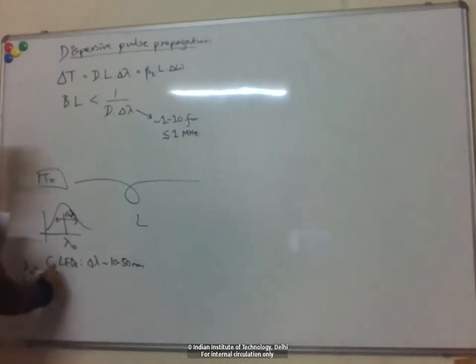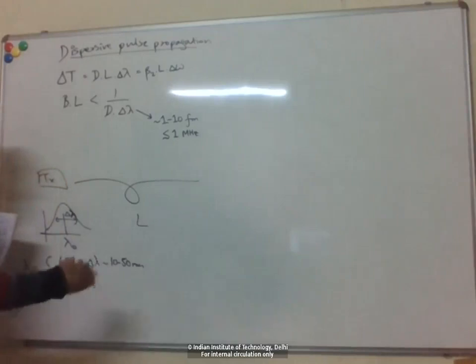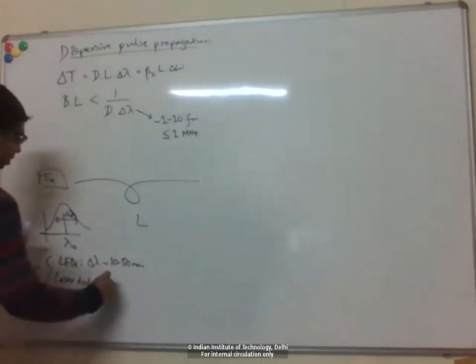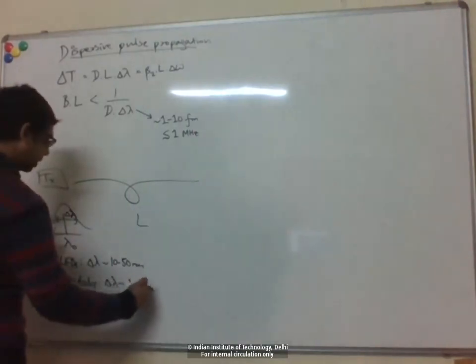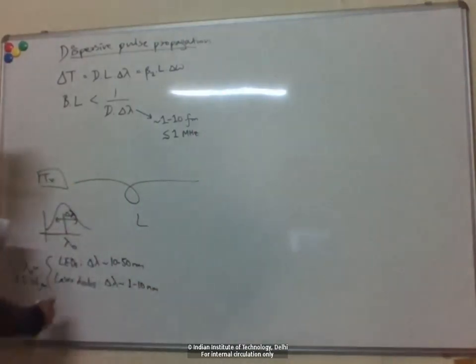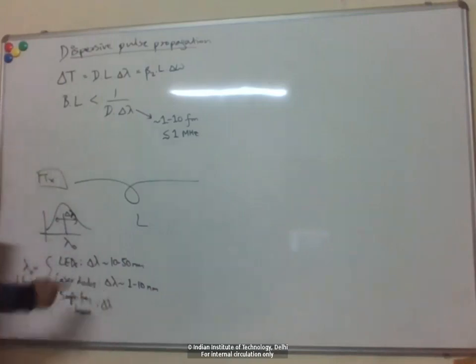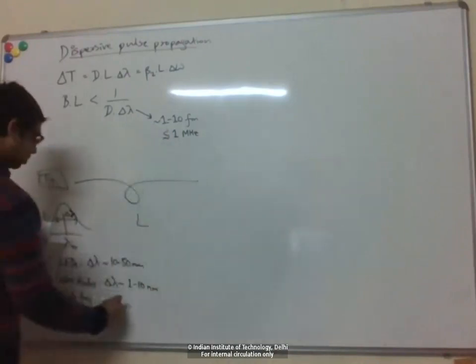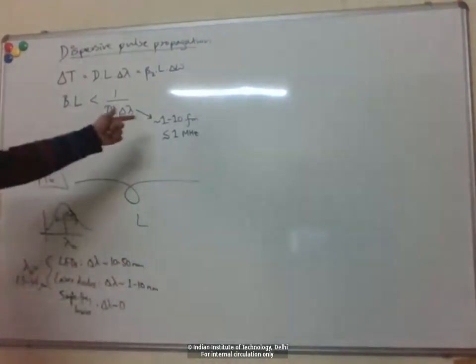Here we are talking about center wavelengths in the range of 1.3 to 1.6 micron, the telecommunication wavelengths. And then we have laser diodes, which are free running semiconductor lasers, not stabilized. So they have line widths between 1 to 10 nanometers. And then we have these single frequency lasers, where delta lambda is in this range, so it's really small, on the nanometer scale.